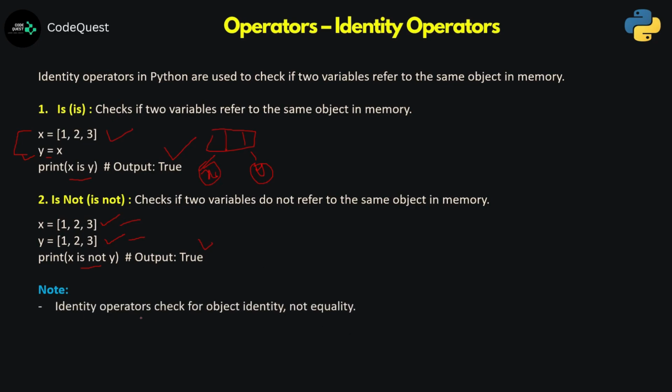So identity operators usually check for object identity, whether the objects are the same or not. They do not check the values. Like in this context, if you can observe, both the lists are exactly the same, but this is not comparing the corresponding values. Rather, it is going to verify whether the addresses are the same or not. So two variables can have the same value, but we cannot guarantee that they refer to the same object. Like in this context, we can see x and y are referring to two different objects.